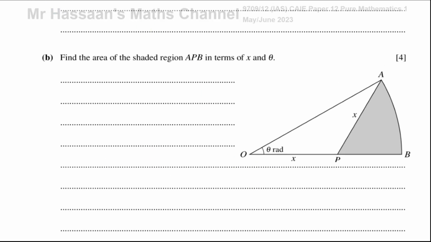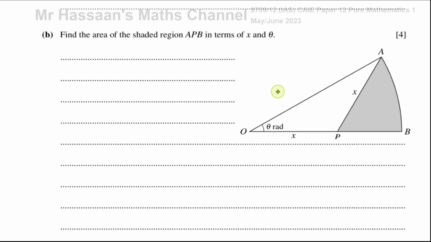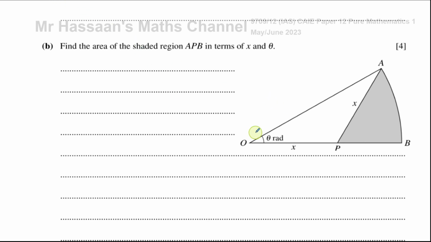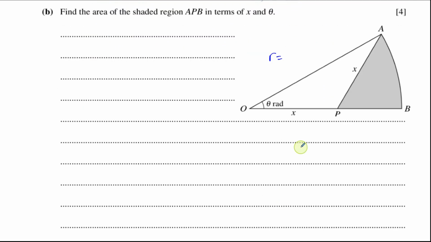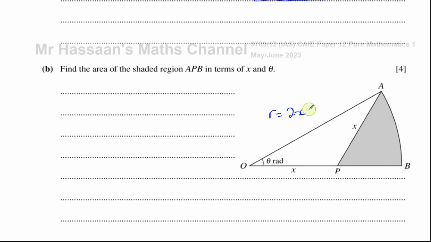Now for part B of this question. We're asked to find the area of the shaded region APB in terms of x and theta. We've just worked out that the radius of this sector is 2x cosine theta. So we need to find this shaded area. The shaded area is the area of the whole sector OAB minus the area of the triangle APO. If I take away the area of the triangle APO, I will get the required shaded area.